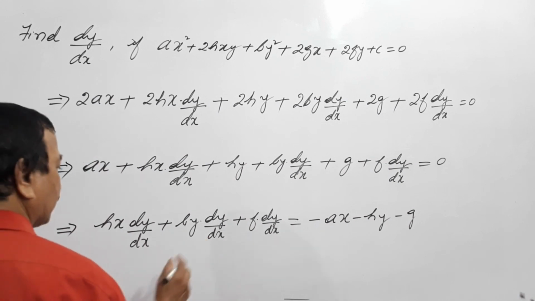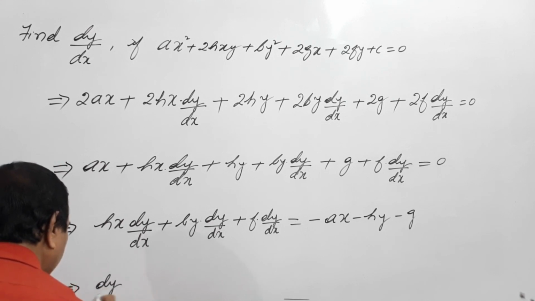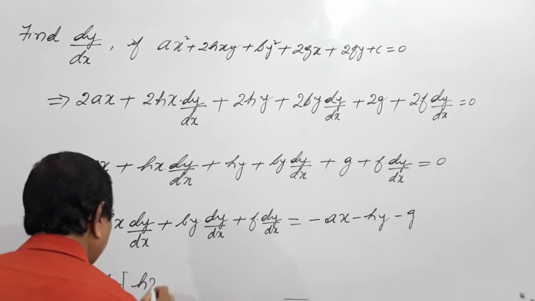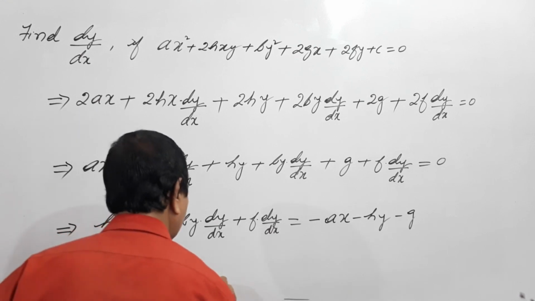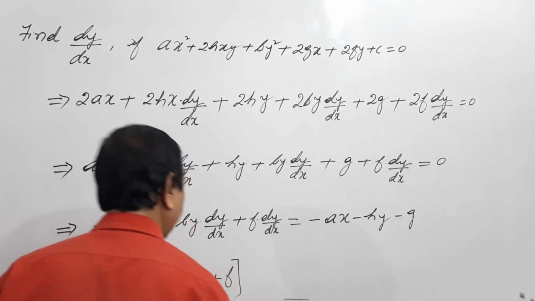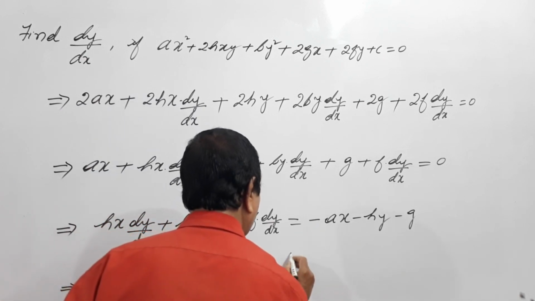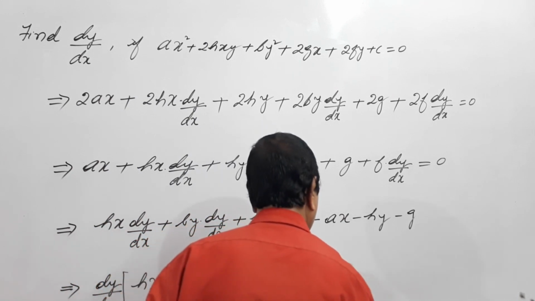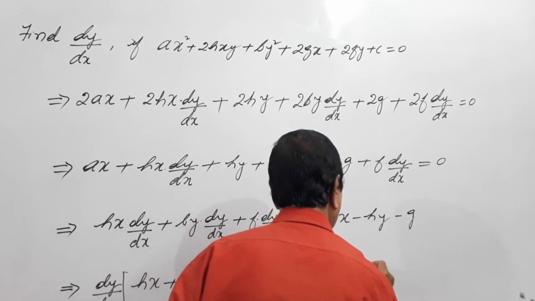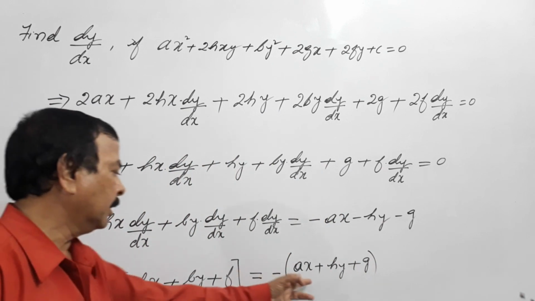So I'll take dy by dx common, you have here hx plus by plus f equals to, I'll take minus common, so this becomes ax plus hy plus g. So dy by dx will be this divided by this.